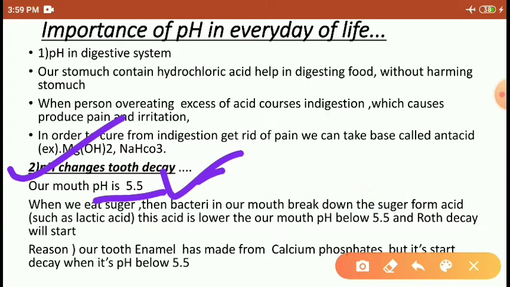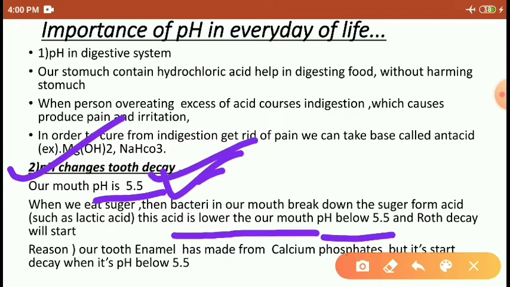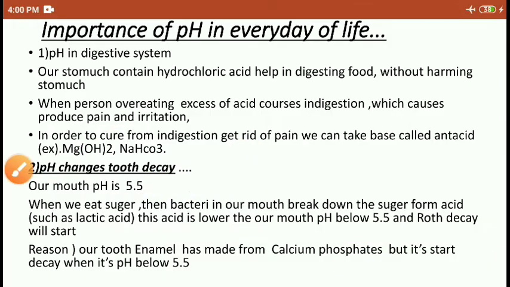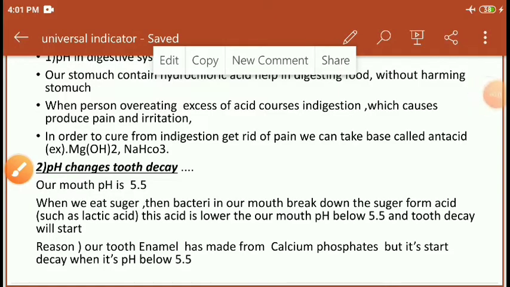When they are broken down, the pH level of the mouth decreases. The pH reaches below 5.5. The pH of 5.5 is the accurate level, but when the pH level decreases below 5.5, it causes tooth decay. Tooth decay will start. Okay, students, our mouth contains saliva, and that mouth pH is 5.5.